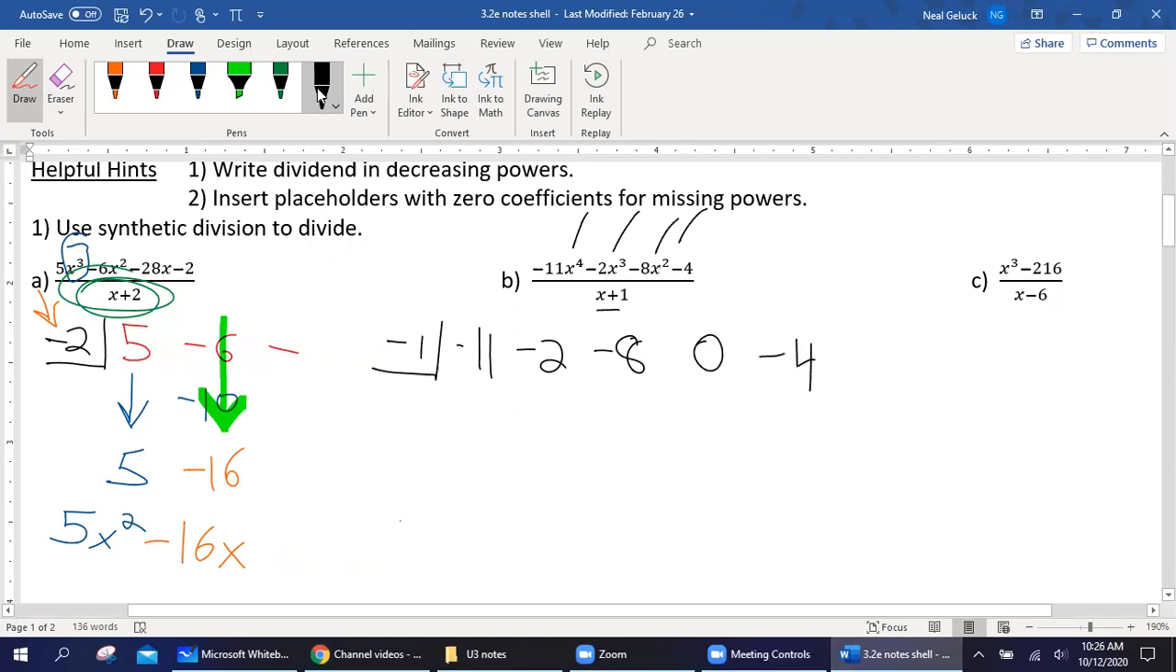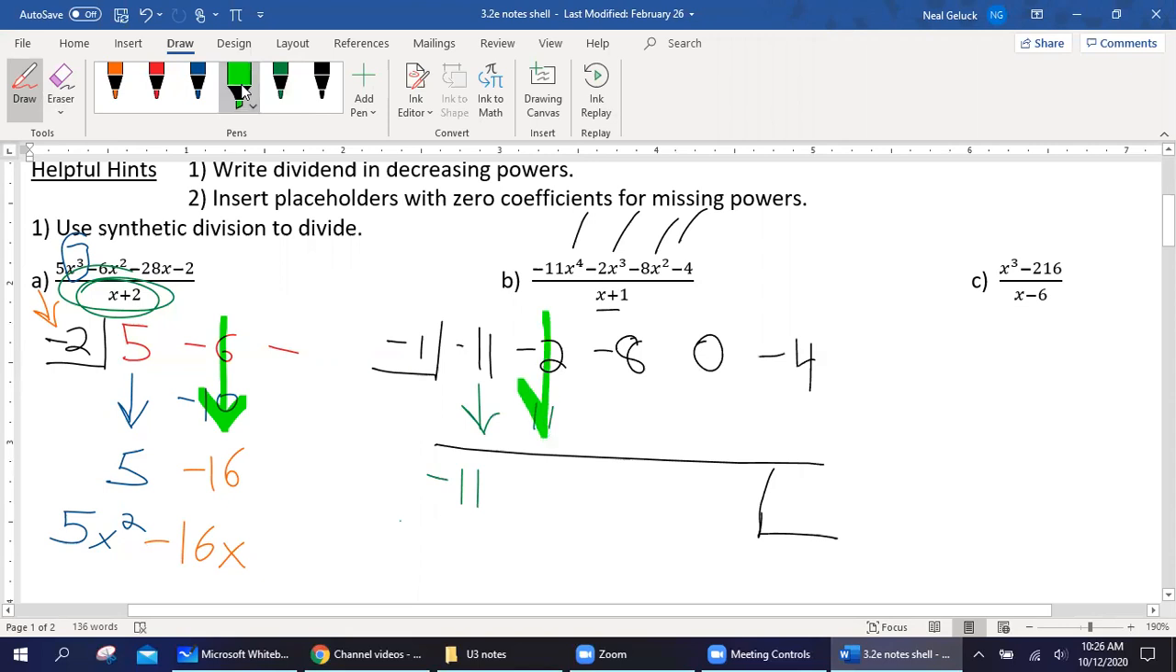You remember when you used to do long division as a kid, everything had to be lined up properly in the columns, otherwise you'd mess it up. Same thing here. Okay, so now, again, I start off by just dropping the first number. Now it's multiply, so -1 times -11 is 11. Add these together. That's going to give me 9.